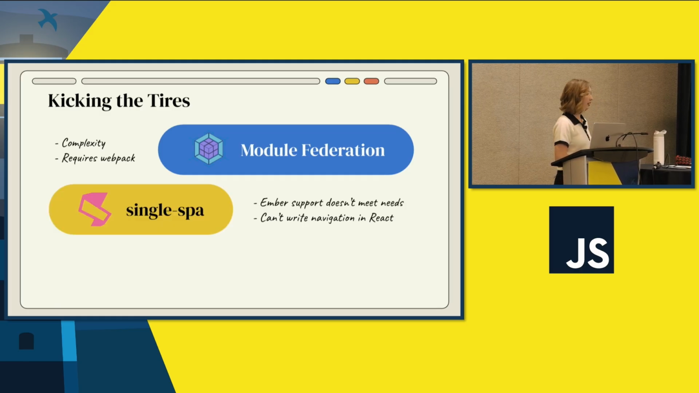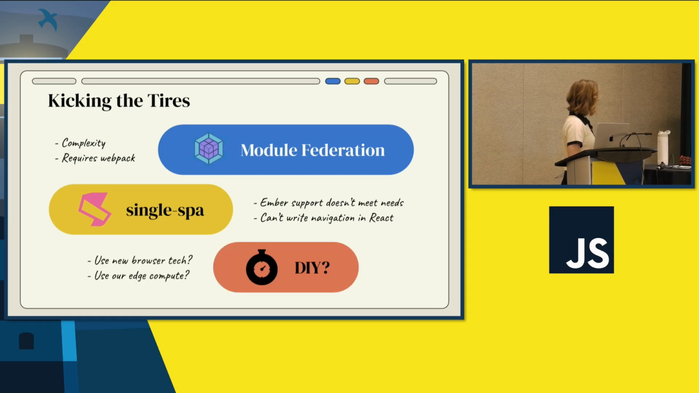Next, we took a look at single SPA to see if that could be a solution. The 2 things that stopped us here were it has Ember support, but it didn't actually fit our specific setup of Ember, so it wasn't going to work for our needs. And we couldn't write the navigation in React. They provide their own third-party tooling that you're supposed to use for building your navigation. And if we were going to standardize on React, we wanted to standardize and move everything over. So that wasn't very appealing.